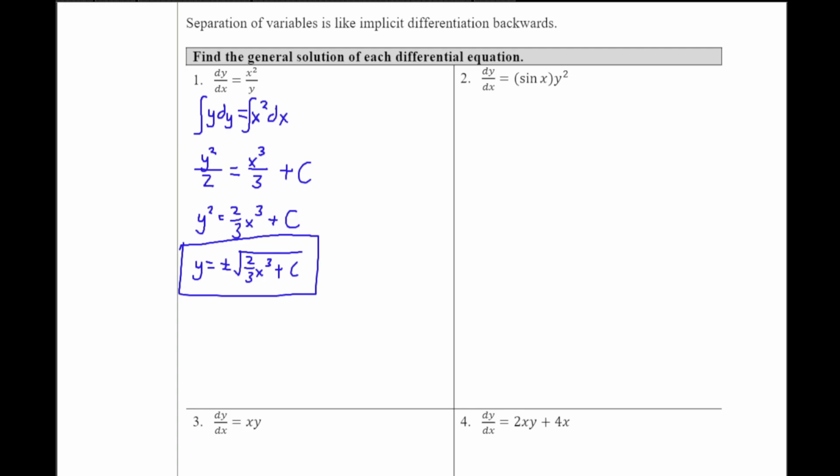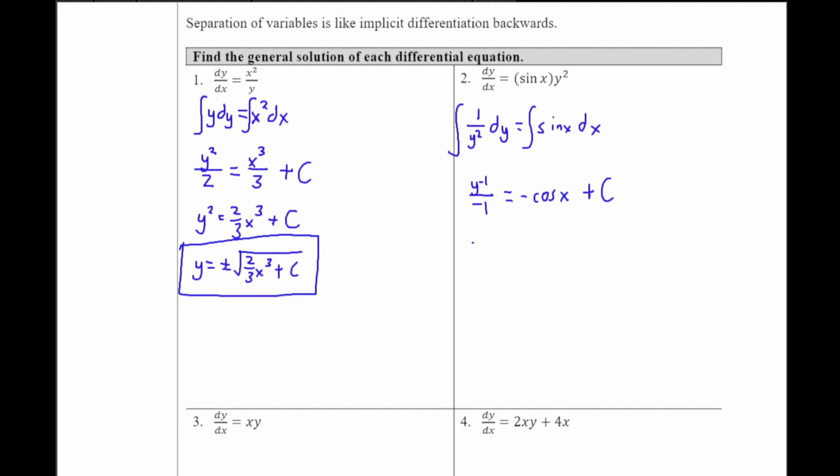Question 2. So let's separate the variables here. Divide y squared on both sides, and you move the dx over, so it's 1 over y squared dy is equal to sine x dx. Take the integral of both sides. You have y to the -1 over -1 equals negative cosine x plus c.